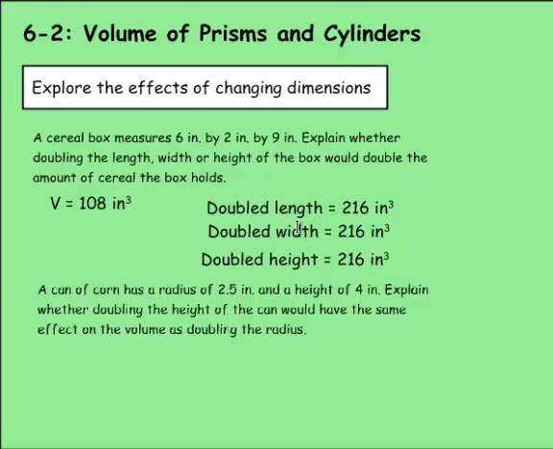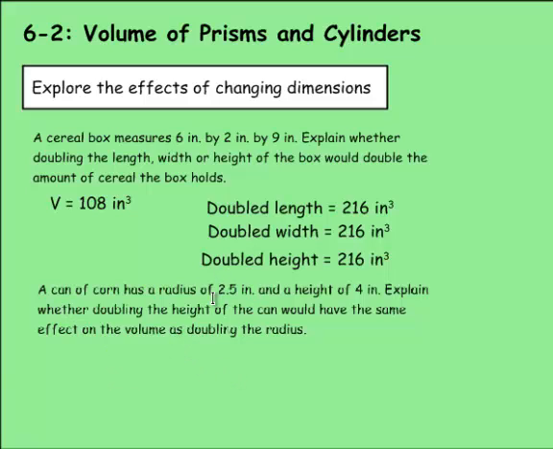Doubling either the length, width, or height would double the amount of space to fit the cereal in than the normal size. Kind of a neat thought. Now we have this. A can of corn has a radius of 2.5 inches and a height of 4 inches. Explain whether doubling the height of the can would have the same effect as doubling the radius. So first let's find the volume of this can.